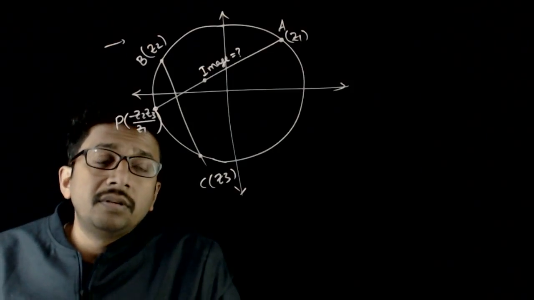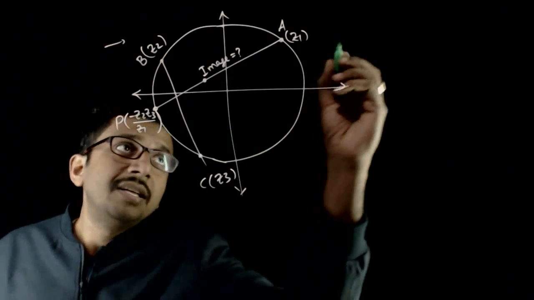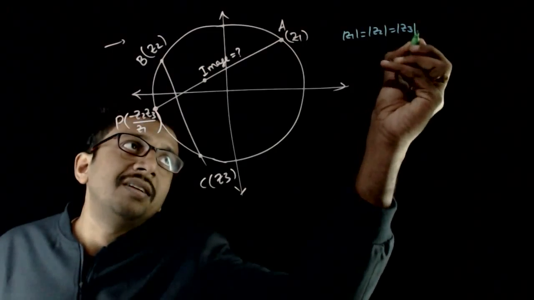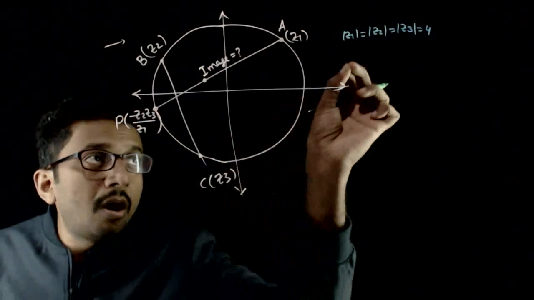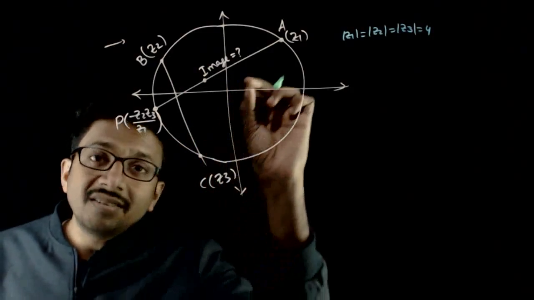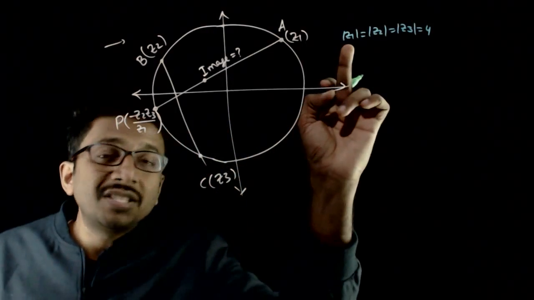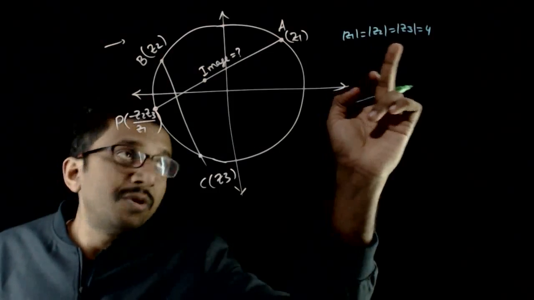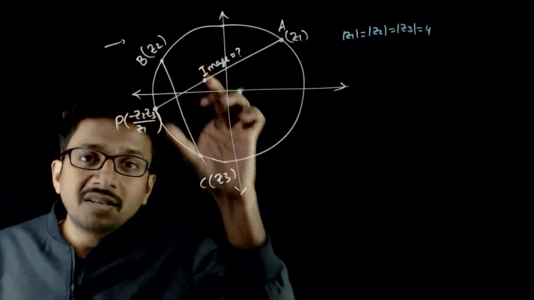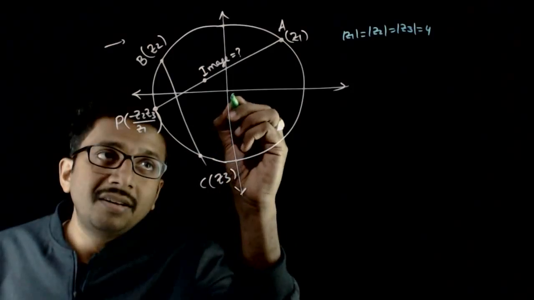So welcome students. In this question, you're given that there are three complex numbers z1, z2, z3 on the Argand plane such that mod z1 is equal to mod z2 is equal to mod z3 is equal to 4. It means all of these complex numbers are situated on a circle whose radius is 4 units centered about the origin, because the distance of z1 from origin, distance of z2 from origin, distance of z3 from origin, all are 4 units. That means all these complex numbers lie on a circle with origin as center and radius equal to 4 units.